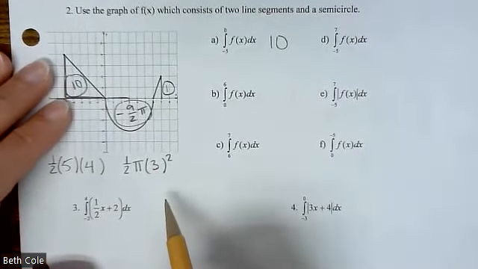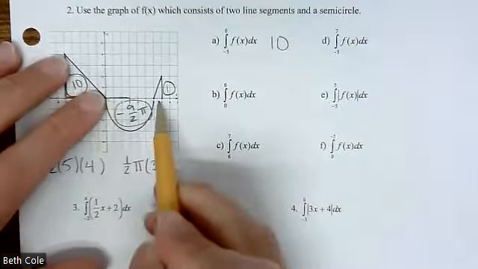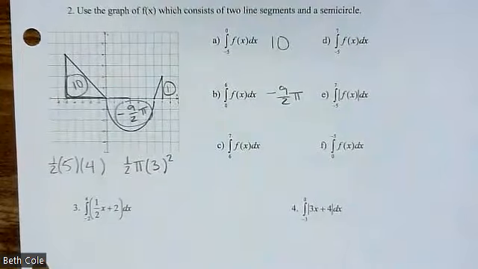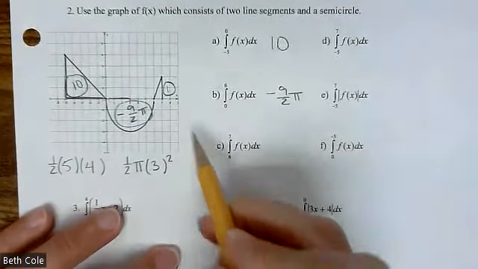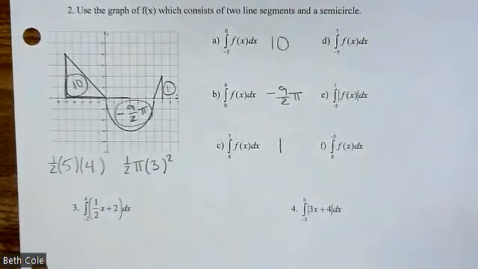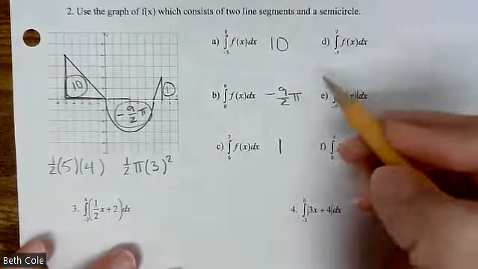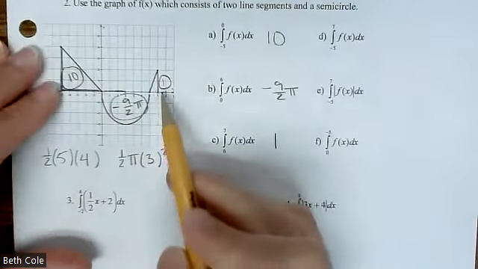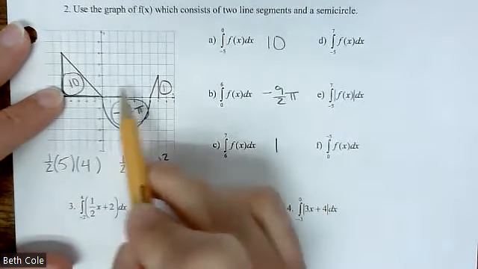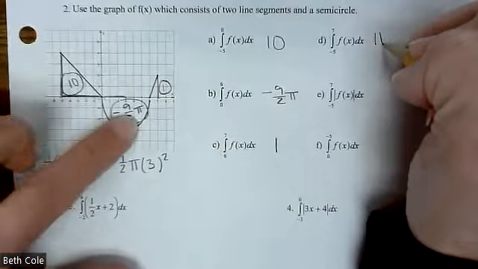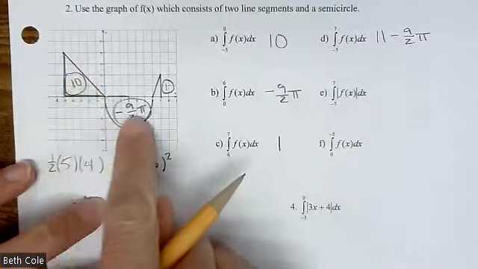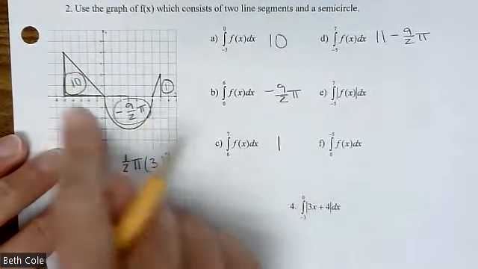All right, B, from 0 to 6. Yeah, -9/2 pi. Letter C, integral from 6 to 7. 1. That's just each of the shapes that we just found. All right, now we're going to start putting them together though. Integral from -5 to 7. Now that's the entire way. You add them all up. So 10 plus 1, 11 minus 9/2 pi. It's just 10 plus -9/2 pi plus 1. It's just the whole thing.